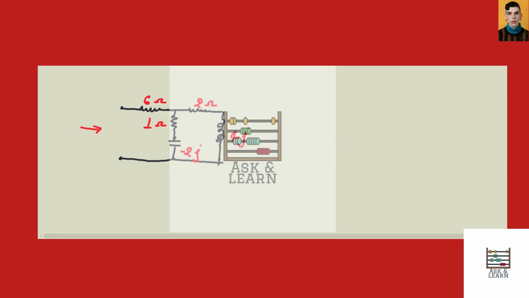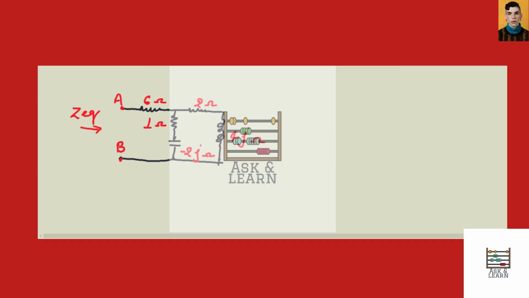So in this problem, we have to find the Z equivalent across these 2 points. The given values are shown over there: this is 4J ohm and this is minus 2J ohm, right? So we have to find the equivalent impedance across these 2 points. Let's suppose this is point A and this is point B. So we need to find the Z equivalent.